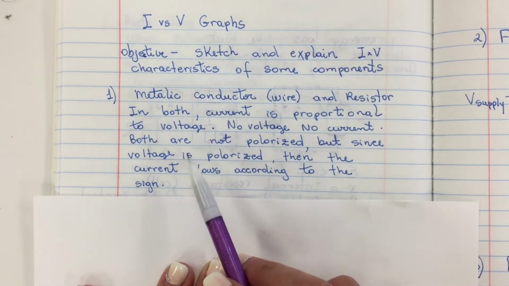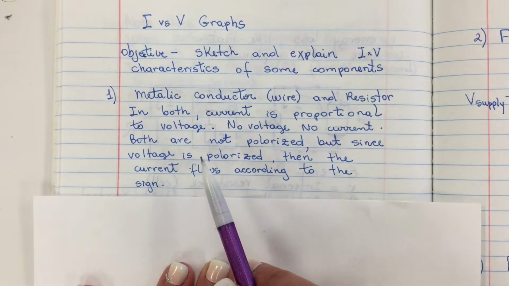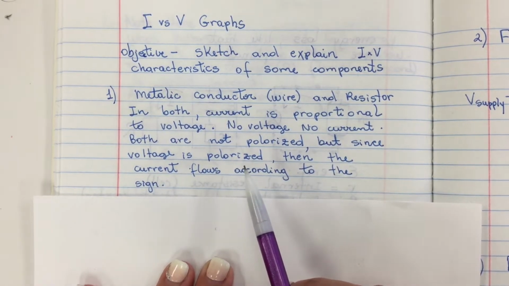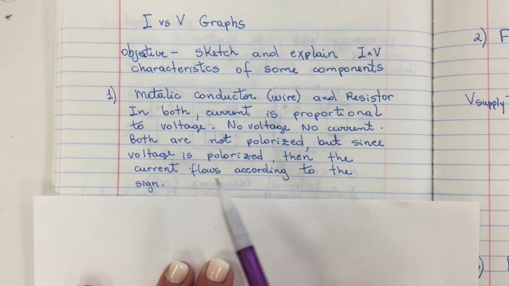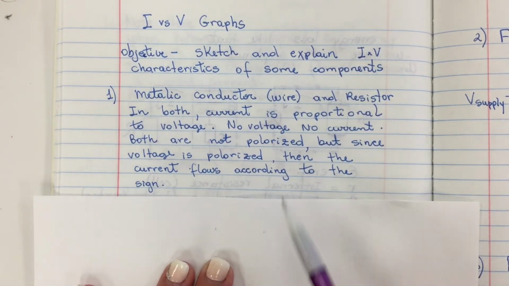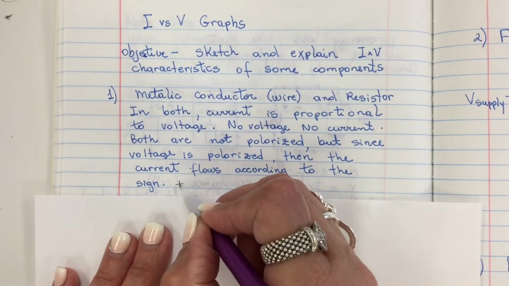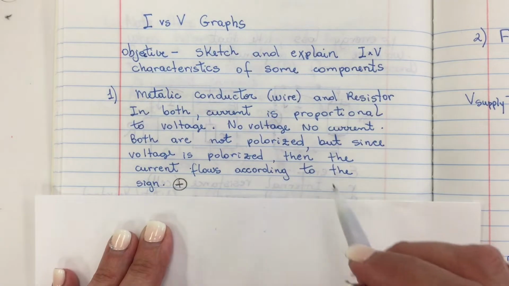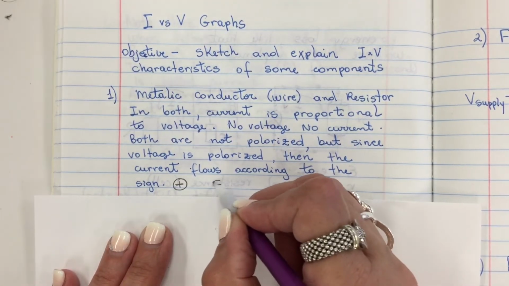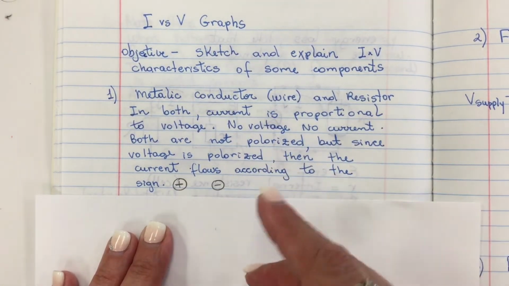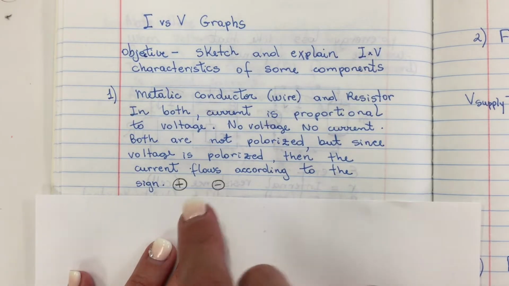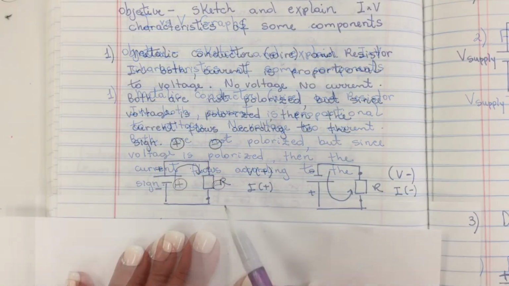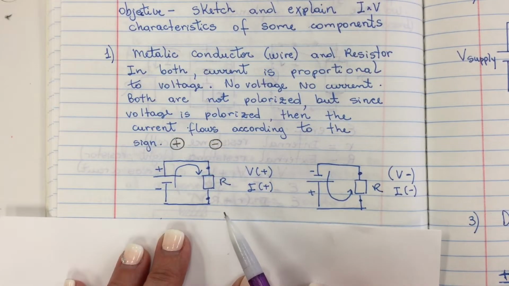Also, both wire and resistors are not polarized. But since the voltage is polarized, then the current will flow according to the sign. If it is a positive sign of the voltage, the current is flowing in one direction. If it is negative, so you revert the polarity of the voltage source, the current is going to flow in the opposite direction. This simple circuit explains better.